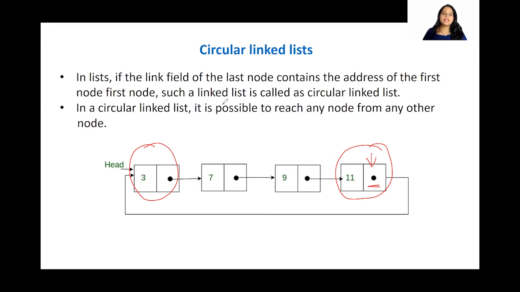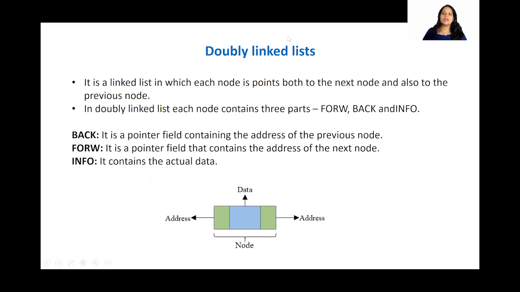So in a circular linked list, it is possible to reach any node from any other node. Why? Because I can come to the last node, and from the last node, I can go back to the first node and go on like this. That is why this is called a circular linked list. The last one is called a doubly linked list.